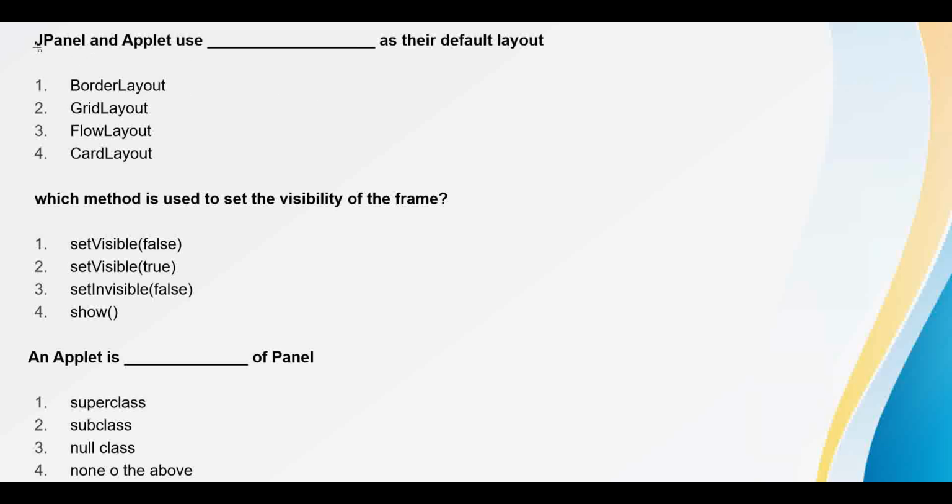First question is, JPanel and Applet use which layout as their default layout? The answer is flow layout. Next question is, which method is used to set the visibility of a frame? The answer is setVisible(true). And Applet is a subclass of Panel, so the answer is subclass.